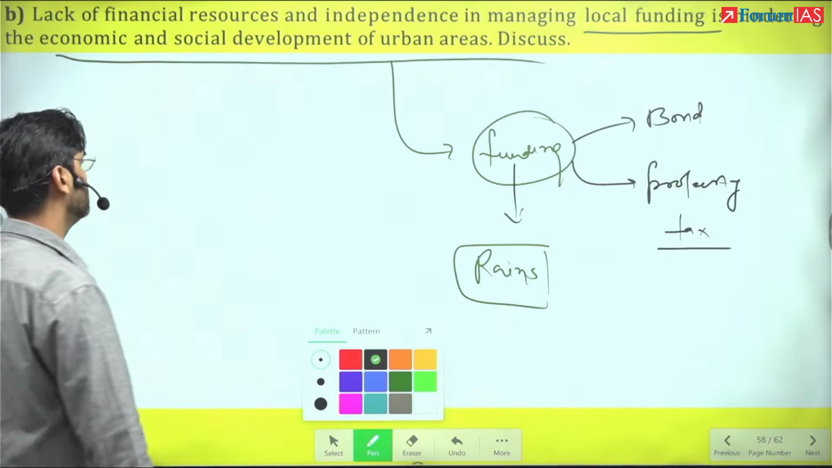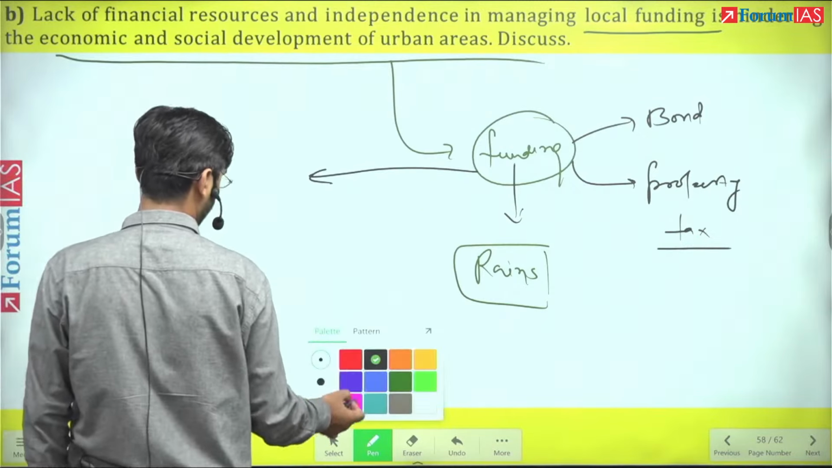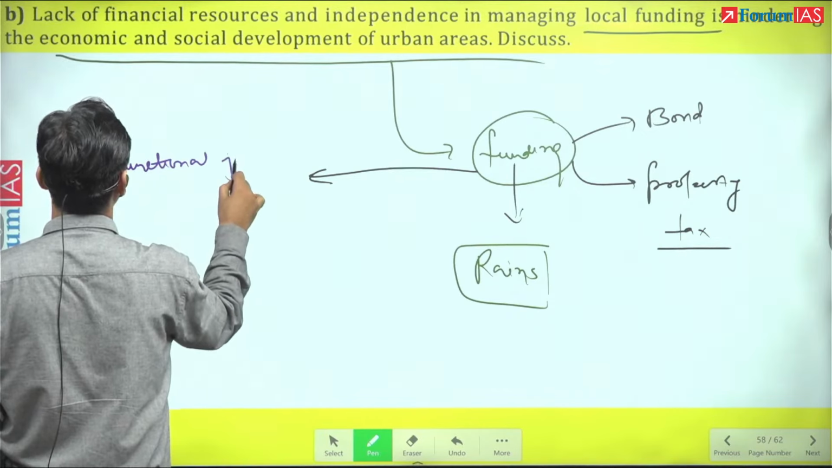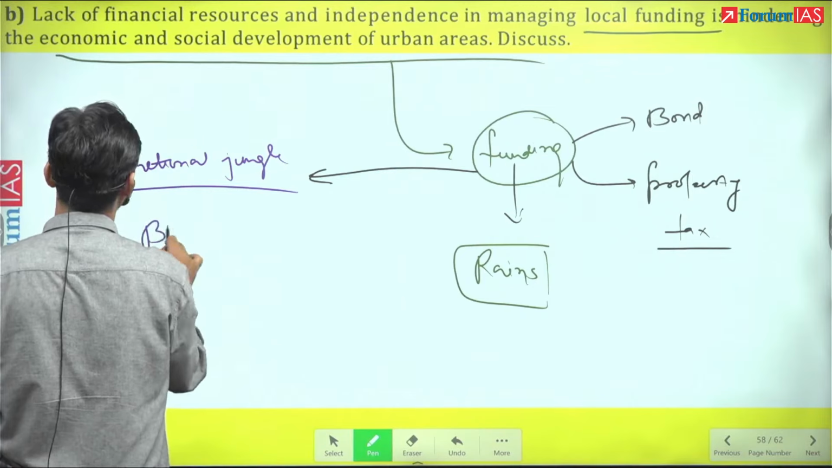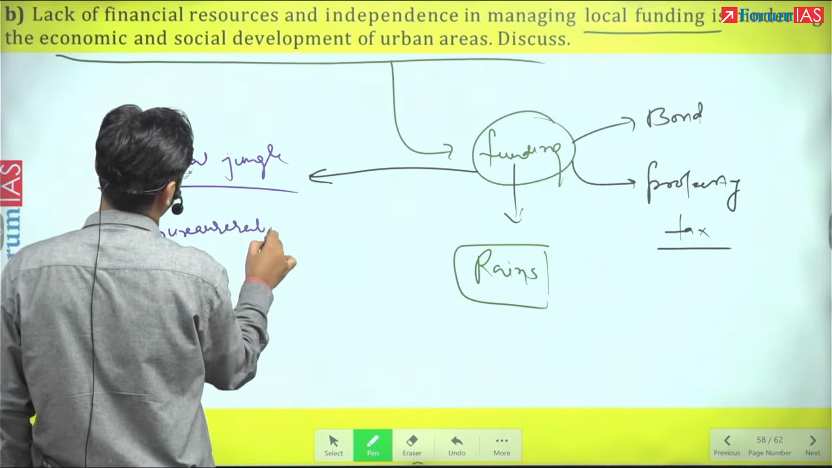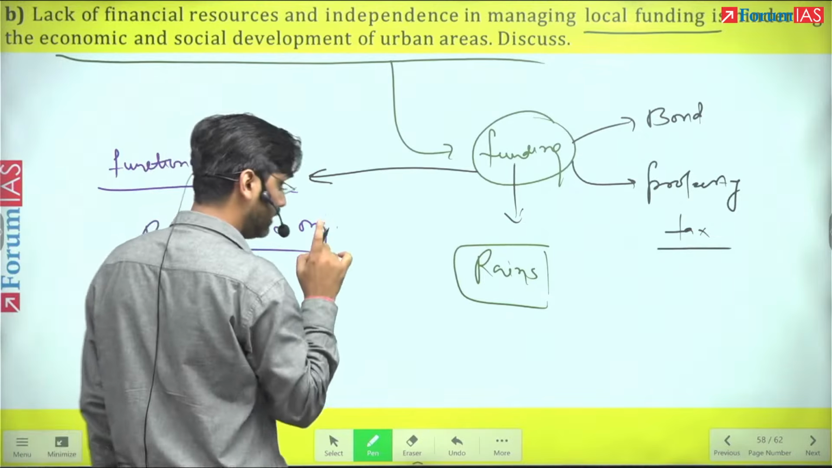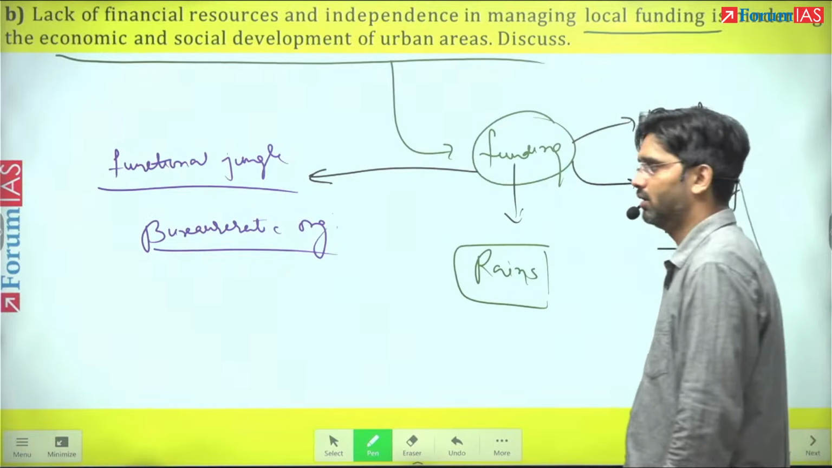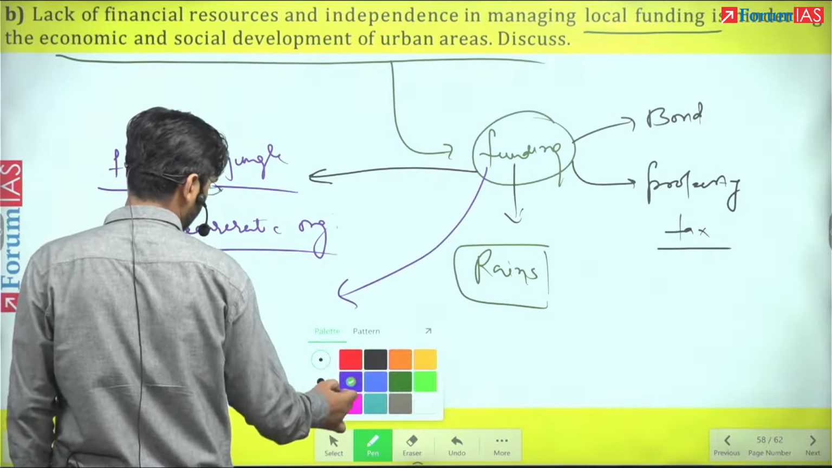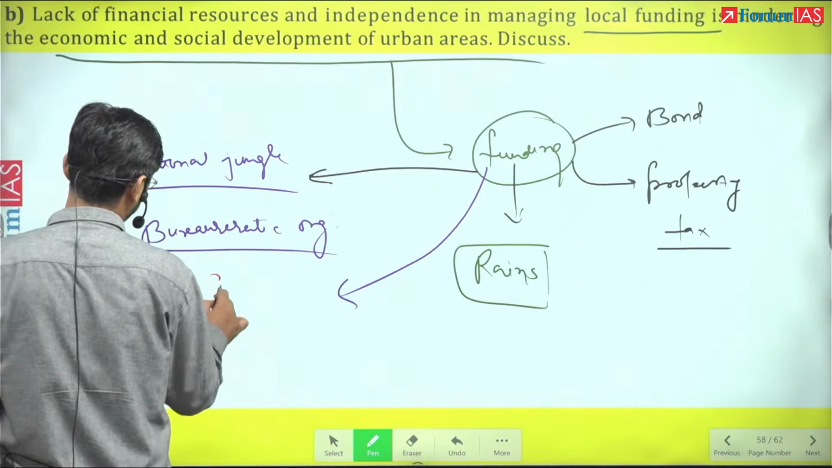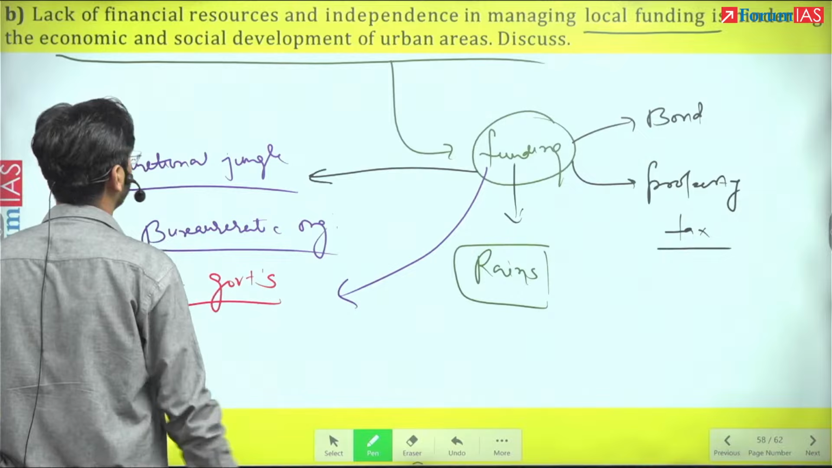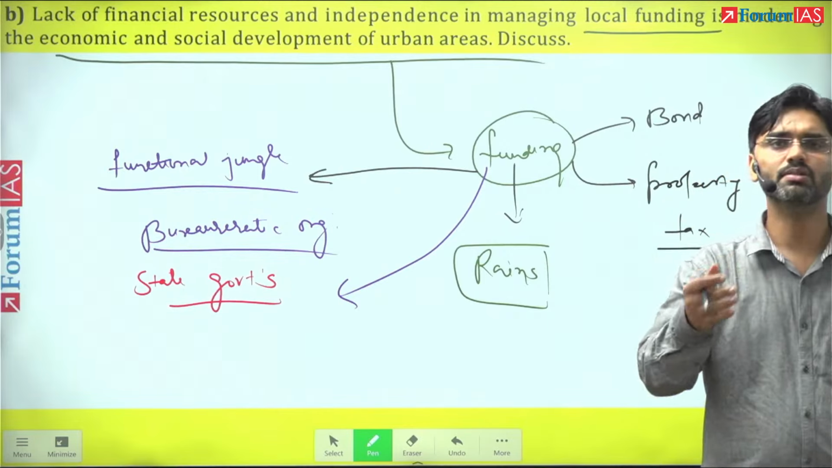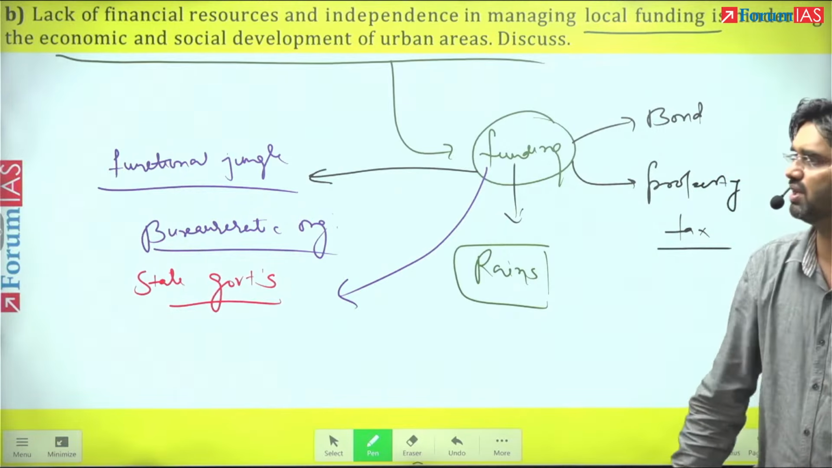Where is the problem? The problem is actually what the second ARC argues: functional jungle, bureaucratic organization. Funding is one problem, not the main problem. Then state governments themselves don't want to empower the city governments, because if they do, a political challenge may come from there.